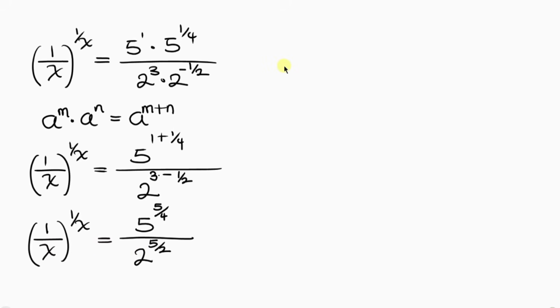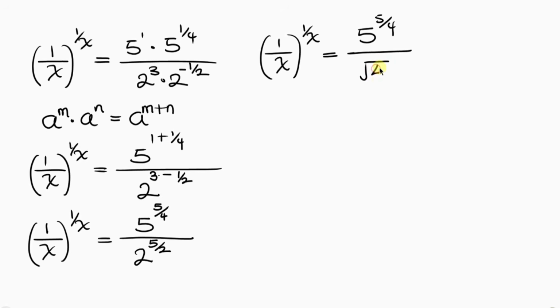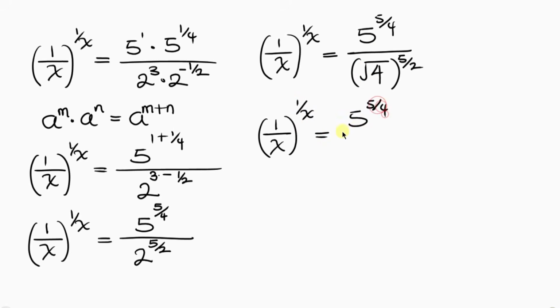So we have on the left, 1 over x, all raised to the power of 1 over x to be equal to, now on the numerator, we have 5 to the power of 5 over 4, all over. Now 2 is same as the square root of 4. And this is raised to the power of 5 over 2. So 5 over 2. Now simplifying further, we have 1 over x, all raised to the power of 1 over x to be equal to, this is 5 to the power of 5 over 4, all over.